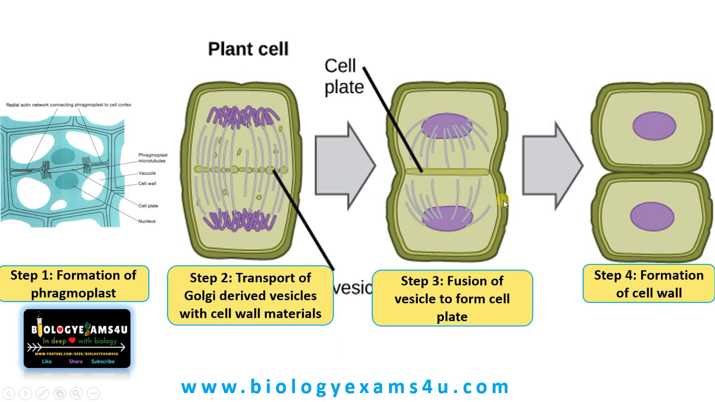Let me summarize the cytokinesis in plant cell. Step 1 is the formation of phragmoplast, a structure that acts as a scaffold for the deposition of cell wall materials that is provided by the Golgi apparatus as vesicles that reach the center, and finally fuse to form a cell plate. During that time, plasma membrane is formed on both daughter cells, finally forming a complete cell plate or cell wall separating the two daughter cells. Hope you understand the cytokinesis in plant cell and animal cell.